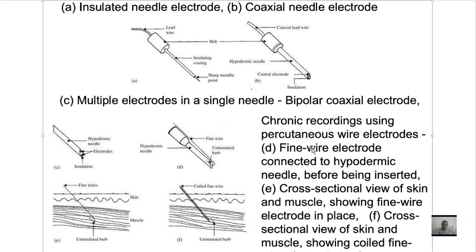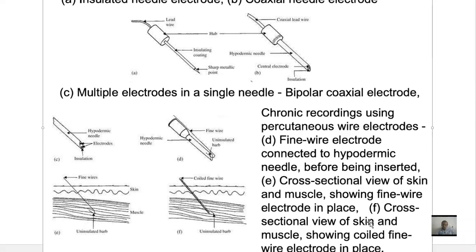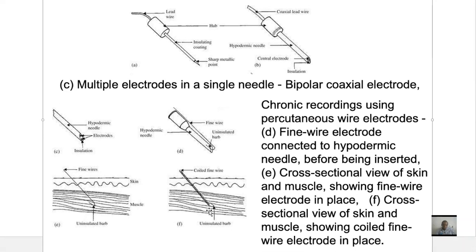Before being inserted, a fine wire is inserted into the hypodermic needle. Then E, the cross-sectional view of skin and the muscle showing fine wire electrode in place. Okay, this is the fine wire placed internally within the muscle or below the skin. Then F explains about the cross-sectional view of skin and the muscle showing coiled fine wire electrode in place. The coiled fine wire electrode is placed in place. So these are some types of the internal electrode.